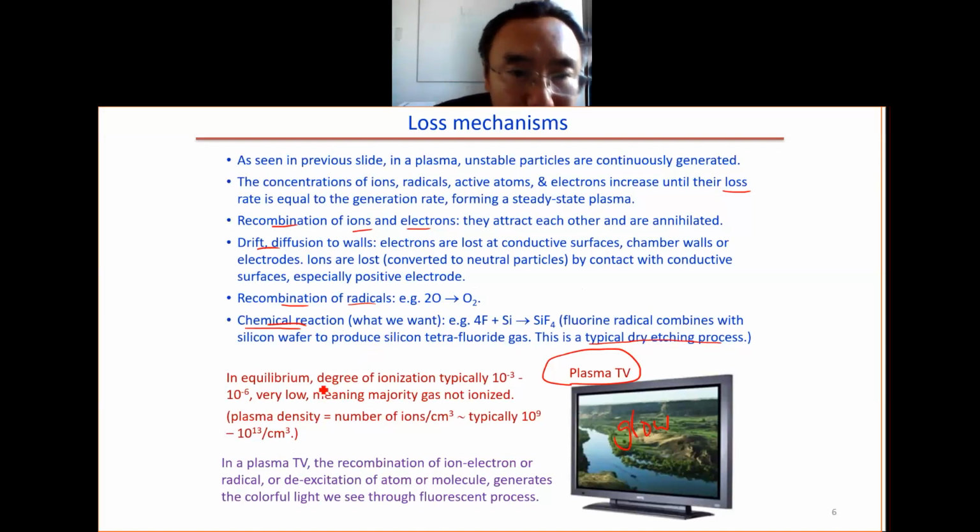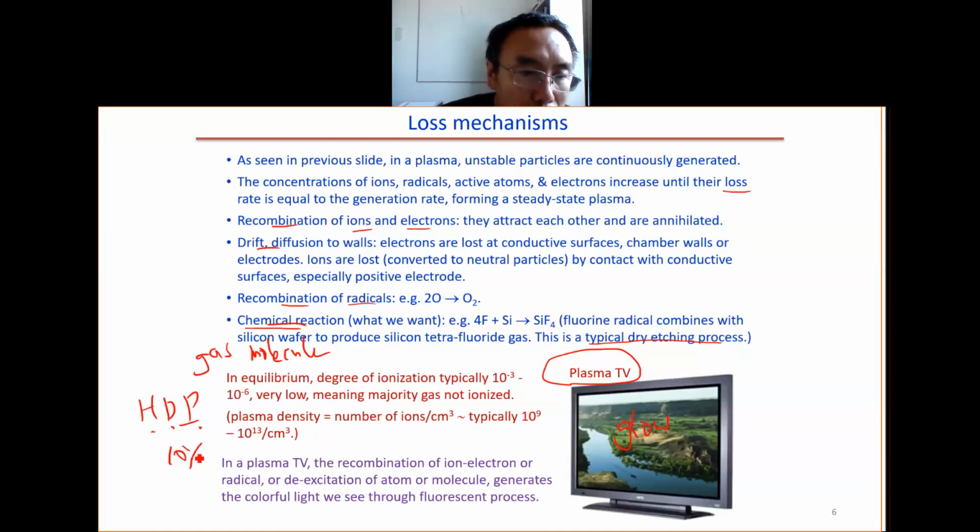So in equilibrium, the degree of ionization is typically only 10 to the minus 3 or 10 to the minus 6 of the gas molecules. But nowadays we have this thing called HDP, high density plasma. We will talk about the HDP later on in this lecture. For high density plasma, we can have about 10% of gas molecules get ionized or dissociated to form the free radicals.